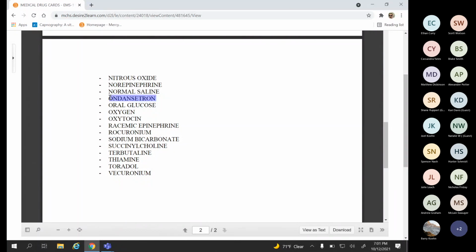All right, and last but not least, Vecuronium. What do we use it for? Paralytic for RSI. Yeah, and it takes a little bit longer, kind of like rocuronium. It has a longer duration of action. It is a non-depolarizing, so it blocks the muscles from fasciculating. And again, for RSI, absolutely.